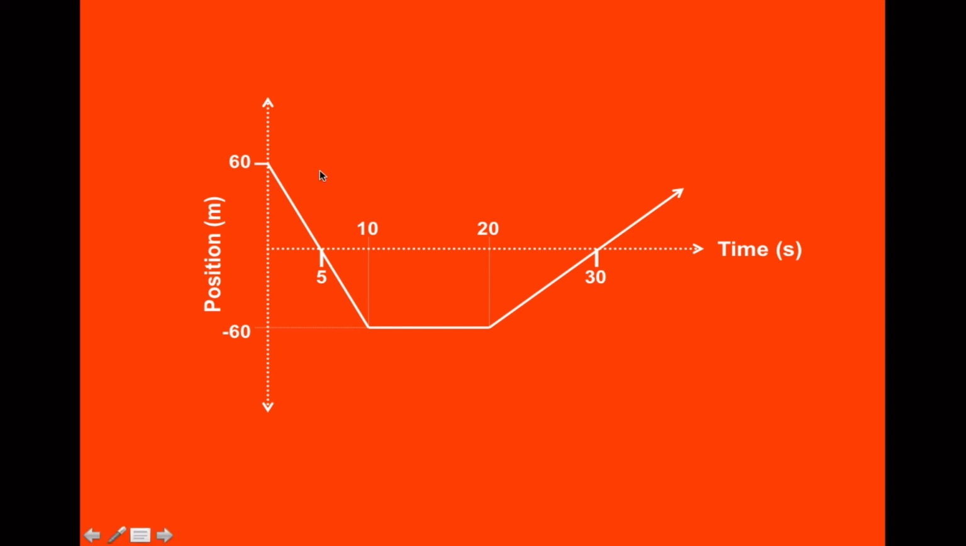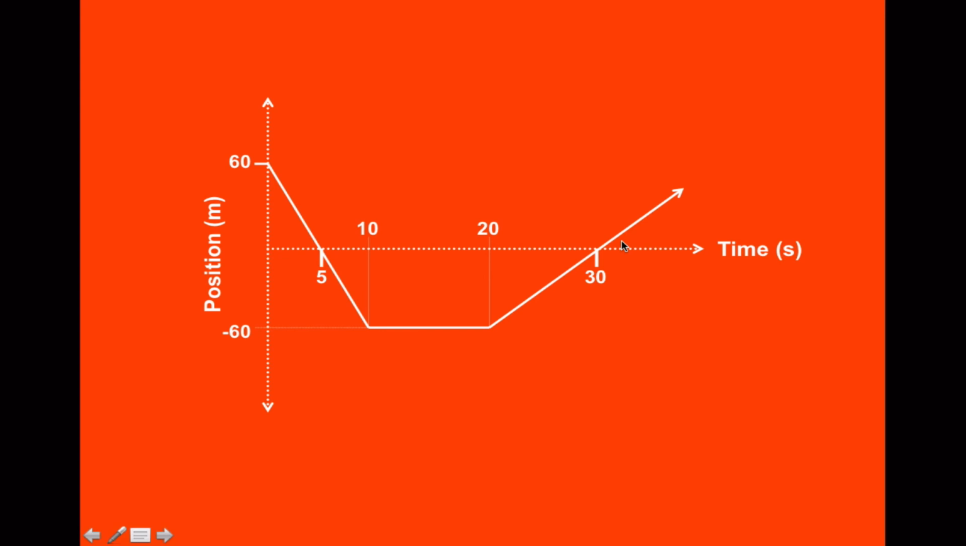So here, you could do this a couple of ways. This is a straight line here, running right from 60 to negative 60. So you could say, well, it goes down 120. From 60 to negative 60 is 120. It goes down 120 in 10 seconds. So it's minus 120 over 10, and the slope here is negative 12. You could also say it goes down 60 in 5 seconds and also get a slope of negative 12. So the slope of this first part of the line is negative 12. The slope of this is 0.